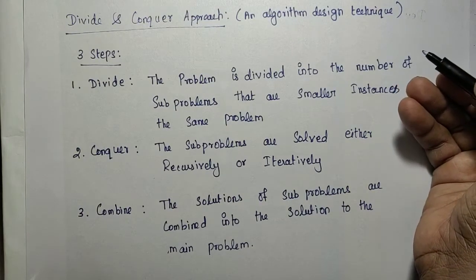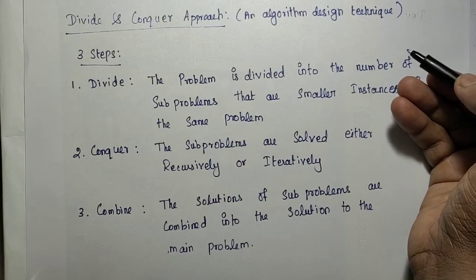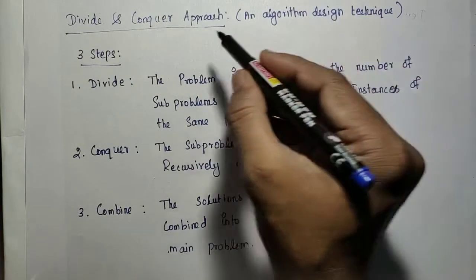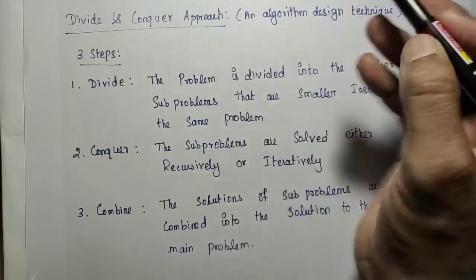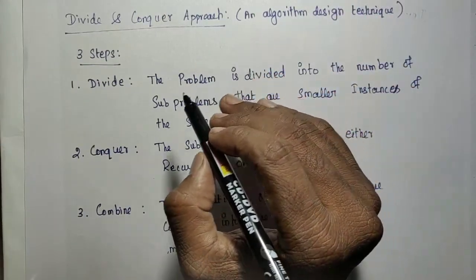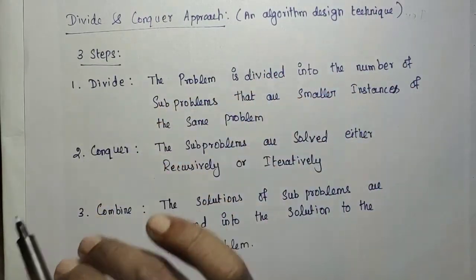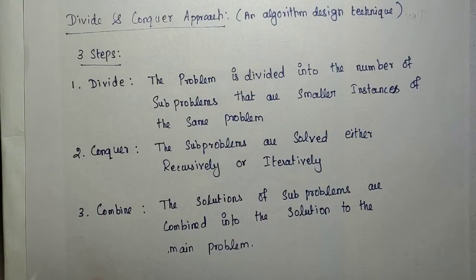So what is the approach here? This is nothing but a way of solving a problem. This approach can be applied for solving any problem. The three steps involved are divide, conquer and combine. Very simple procedure: divide, conquer and combine, three steps.